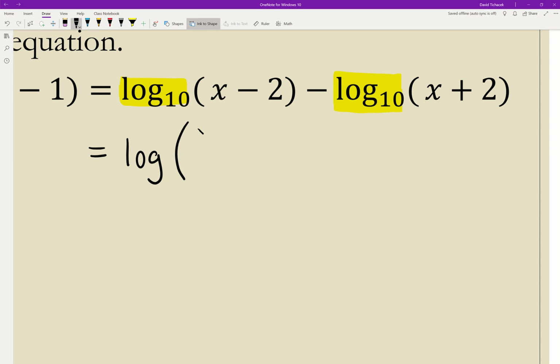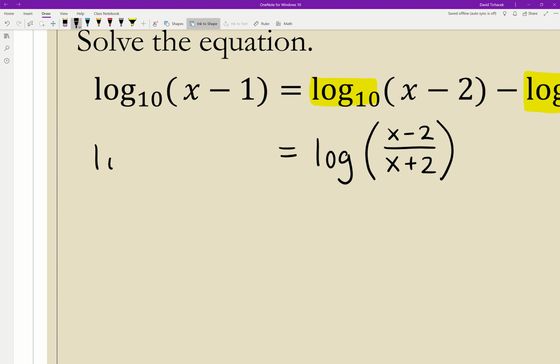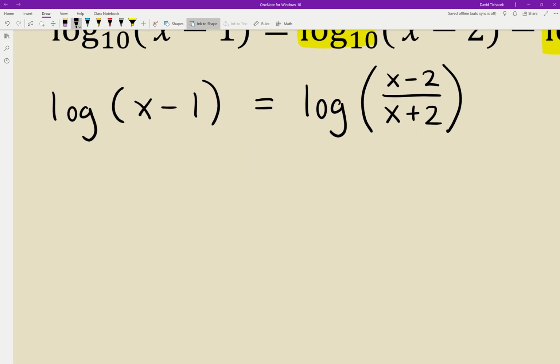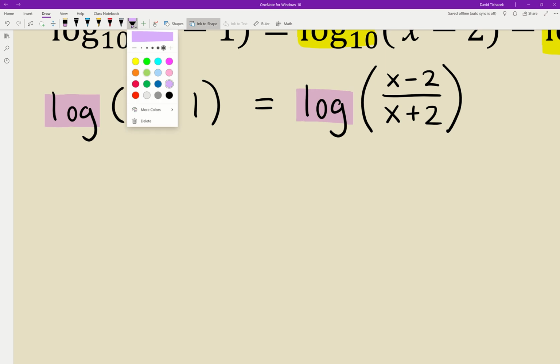And so again, I can condense this down to the log of the quotient x minus 2 over x plus 2. And that's going to be important because when we set that equal to the common log of x minus 1 on the left-hand side, we now have an equation with the same log with the same base on both sides. So if you think about this for a second, really the only way that these two sides of the equation are going to be able to match up is if the inputs into these logs are the exact same. Again, the only way these are going to possibly match up for us is if these inputs are the exact same number.